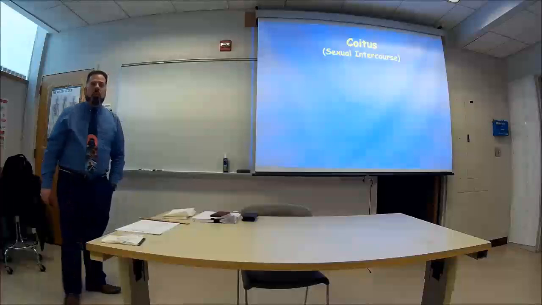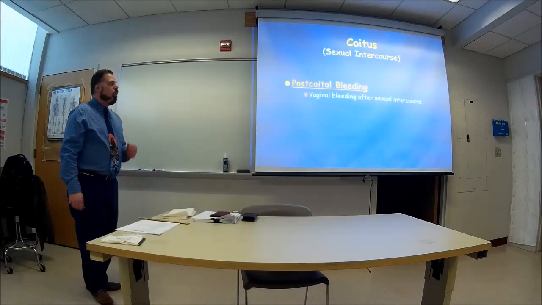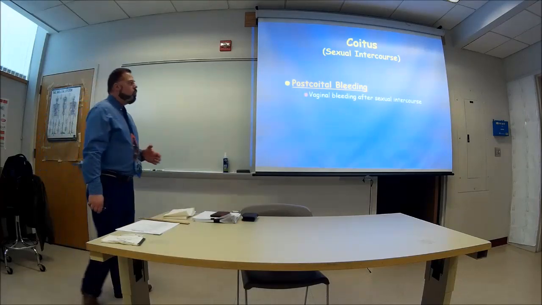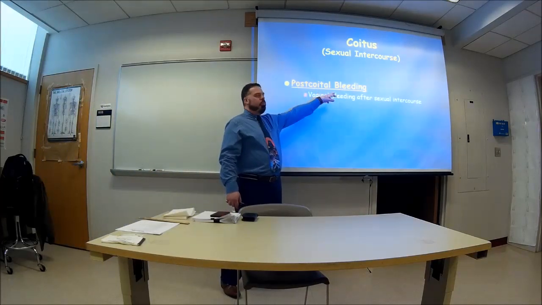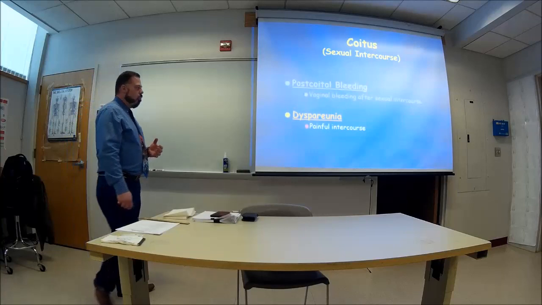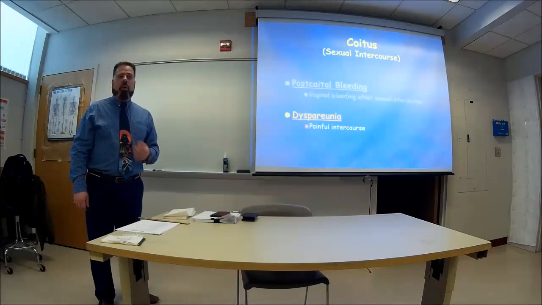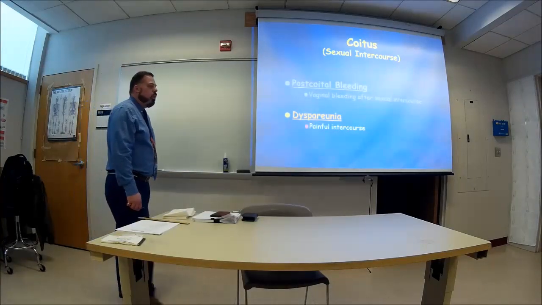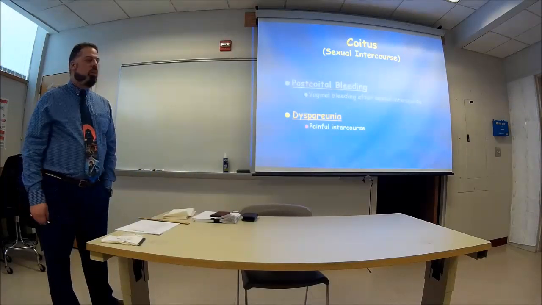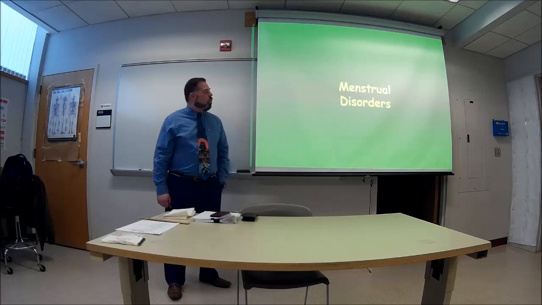So just a few things we should know. Coitus is just a fancy word for sexual intercourse. So if we have something called postcoital bleeding, which you'll see often, post meaning after, coital, sexual intercourse, bleeding. So this is bleeding that occurs just after sexual intercourse. Okay. We also have something called dyspareunia, which is a fancy word for having painful intercourse. We're going to talk about certain things in there. If there's an infection going on, that can cause a lot of pain, okay? That's one thing, but there are also other things that can cause that, vaginismus and all, okay?